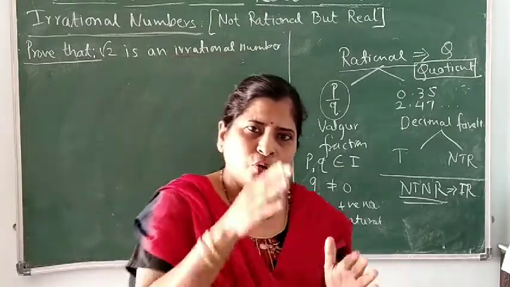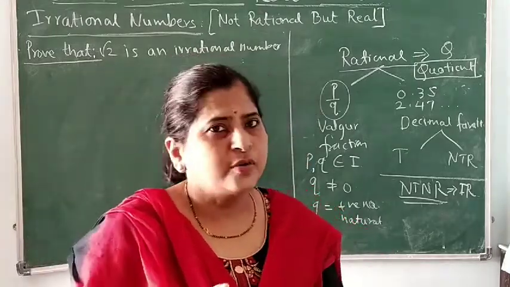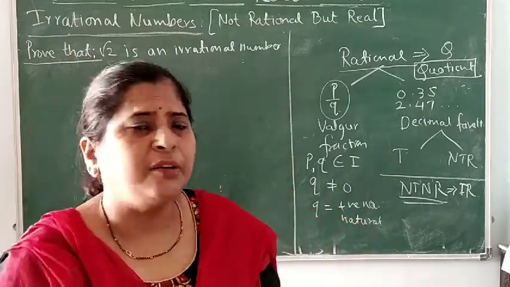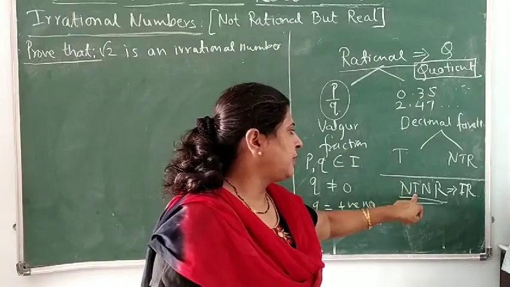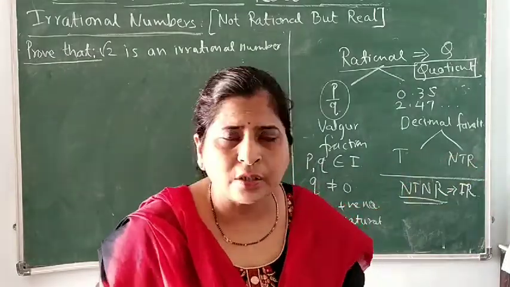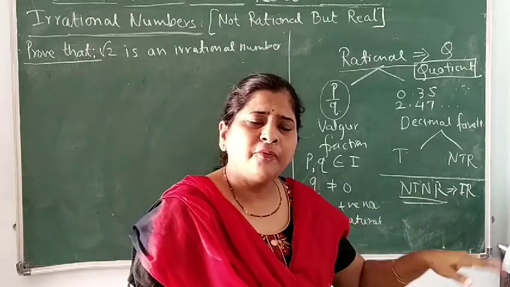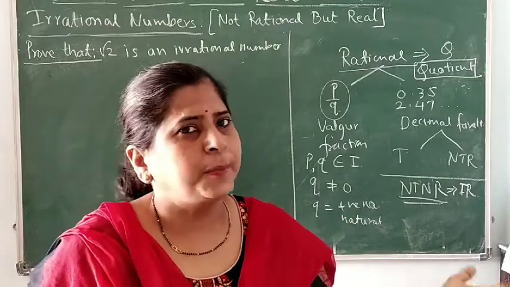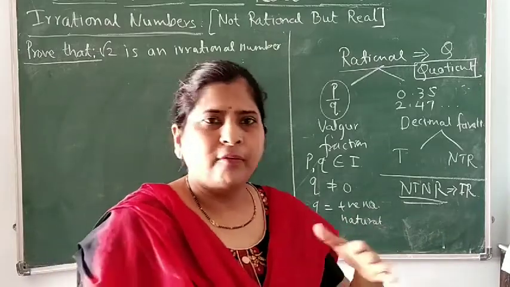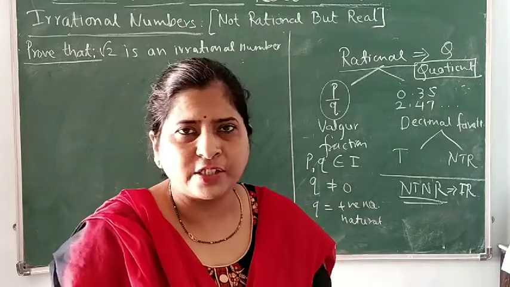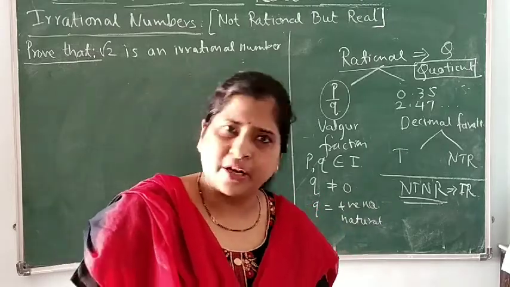We have learned how to find the square root of these numbers using the division method. In that method, we get the decimal form non-terminating, non-recurring. The division process doesn't end, so it is non-terminating, and after the decimal point we do not get the same group again and again. So we have learned that square root of 2, square root of 3, square root of 5, square root of 6 are irrational numbers.